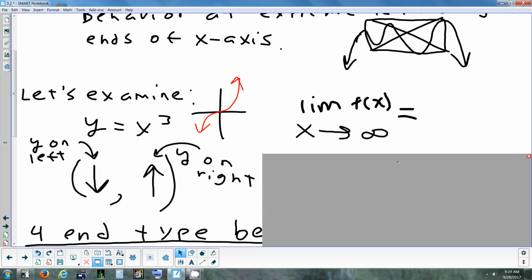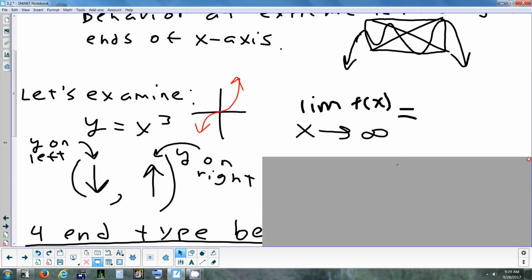Now, another way you can describe it is using what's called limit notation. You'll use that a lot next year. And the way you read this is, f of x is just a symbol for what letter? Y. So this says the limit of y, or basically what is happening to y as x approaches infinity. That's how you read that. The limit of f of x as x approaches infinity. Or simplifying it, what's happening to y as x gets bigger and bigger.